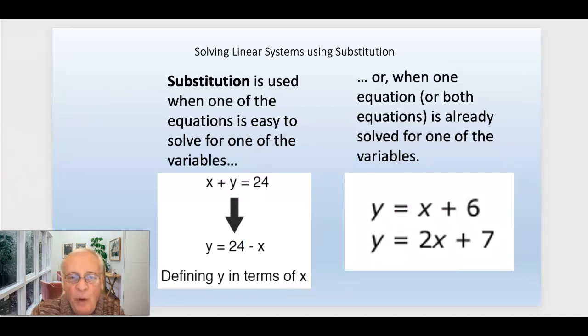Substitution is used when one of the equations is easy to solve for one of the variables. Or perhaps one or both equations are already solved for one of the variables when given to you. It already says y equals something, or it already says x equals something. That's a good time to use substitution.